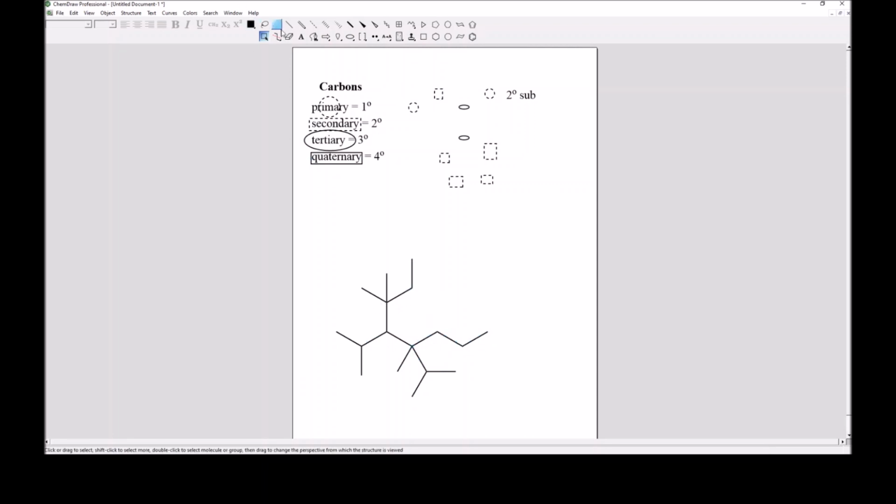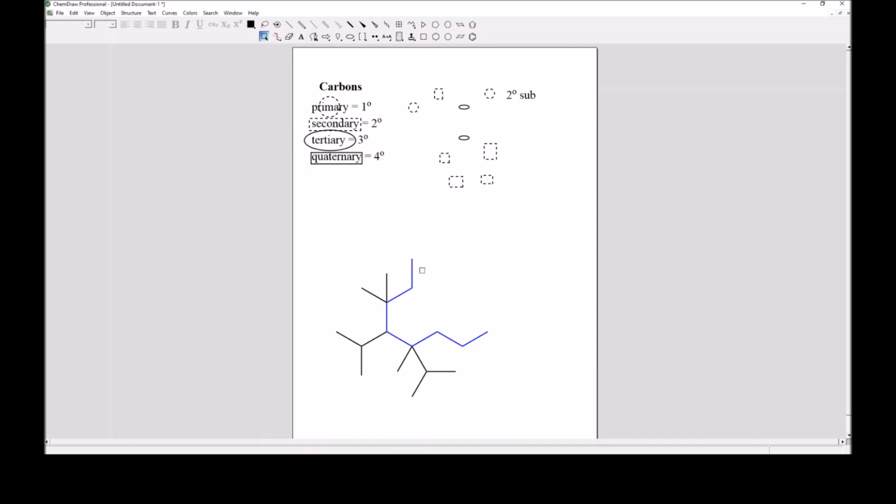I think that's it. So it's a little hard to see this one, so I'm going to go ahead and color this one in so you can kind of tell what the parent chain is. So this is part of my parent chain. And then I've got these carbons are part of my parent chain. And so the parent chain now is shown in blue.